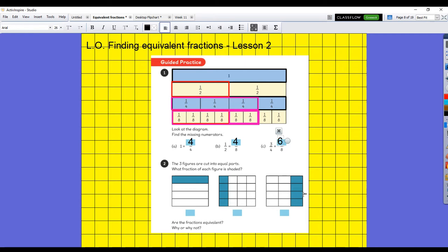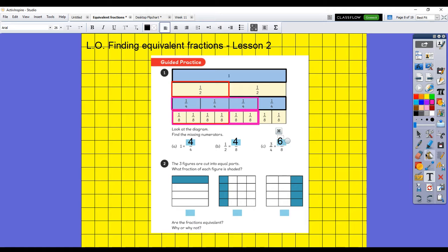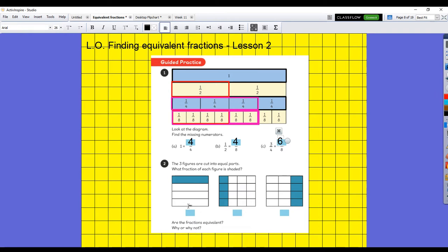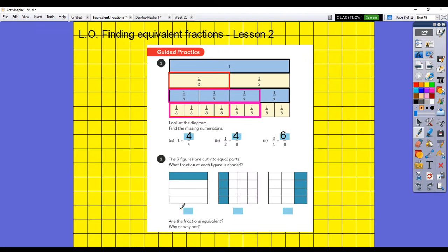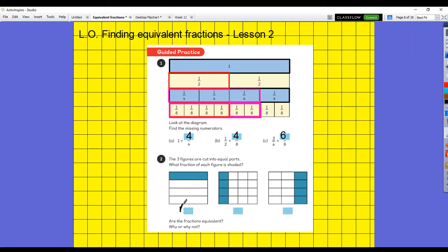The 3 figures are cut into equal parts. What fraction of each figure is shaded? Okay, so a bit like we were doing last week, let's find out how many are shaded. So we've got 1 shaded. I'm just going to write it. We've got 1 shaded out of how many parts? 1, 2, 3, 4. Okay, so we've got 1 out of 4. So we call that a quarter.